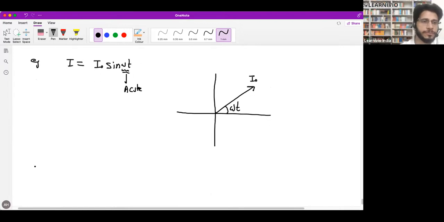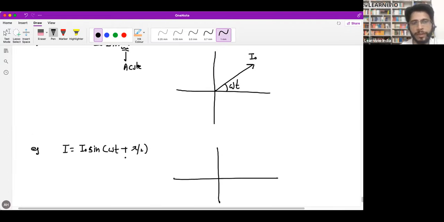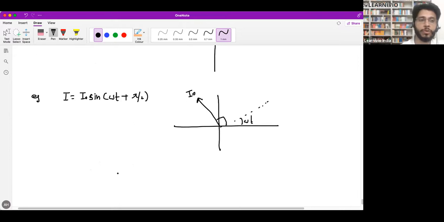Let's take another example. If I ask you to draw the phasor diagram of I naught sine omega t plus pi by 2, you will take an arrow whose length is equal to I naught, but now the angle is not omega t, the angle is omega t plus pi by 2. If this is omega t, then this is pi by 2 plus omega t. So it will go in this quadrant.